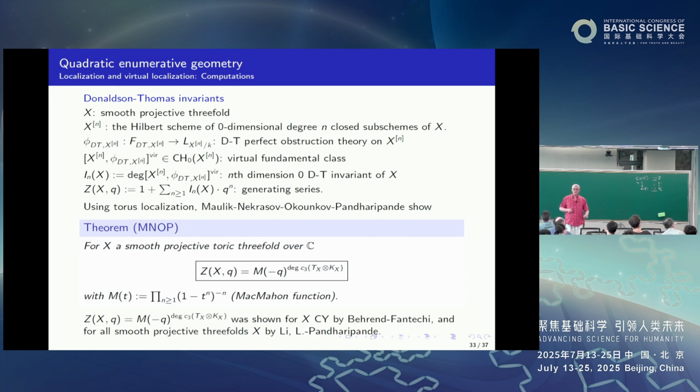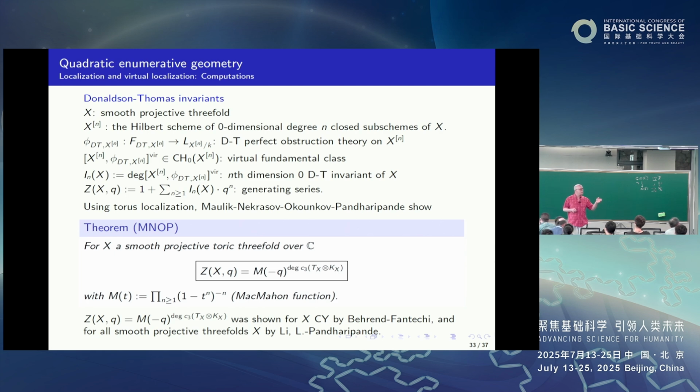So Donaldson-Thomas invariants are another example where you compute the degree of a virtual class. This was done by Maulik, Nekrasov, Okounkov, and Pandharipande for the case of a smooth projective toric threefold. They look at the Hilbert scheme of 0-dimensional degree n closed subschemes. There's a Donaldson-Thomas perfect obstruction theory. It has a virtual fundamental class. You take its degree, that's this invariant I_n of X. You write down the generating series. And they showed that in the toric case, you get this beautiful formula for the generating series in terms of the MacMahon function counting plane partitions.